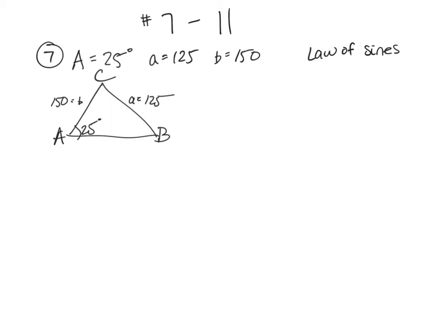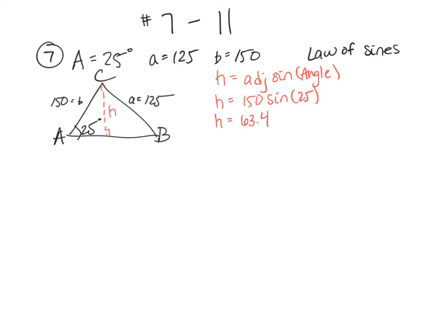Now I see that my angle is less than 90 degrees. So because it is less than 90 degrees, I have to compare side lengths of the triangle with our height. To find the height, remember that's going to be our adjacent side, whatever that may be, times sine of our angle. So in this case, the height is going to be 150 times sine of 25. And when I plug that into my calculator, that gets me 63.4. So my height is 63.4.